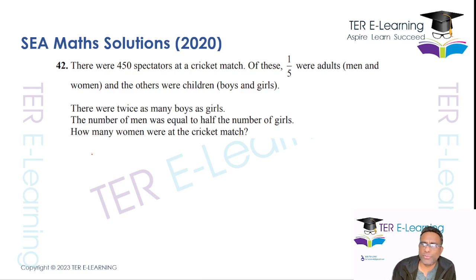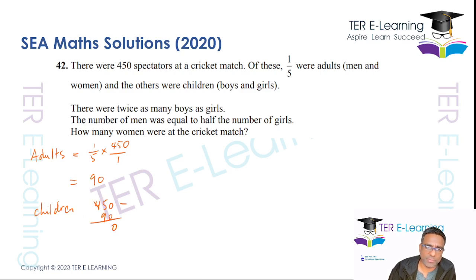Right, so the first thing we need to do is work out the number of adults. They said 1/5 were adults. So we're going to take 1/5 and multiply by 450. 5 can go into 45, 9 times, so therefore there are 90 adults. So that includes men and women. What else? The others were children. So therefore, children, that'll be 450 minus 90.